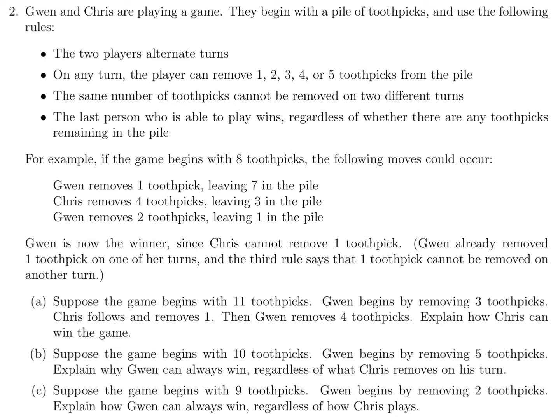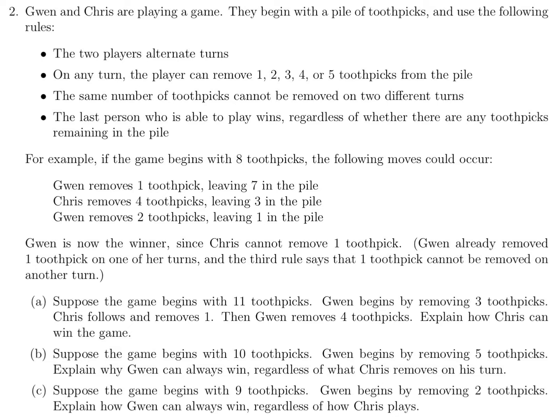For example, if the game begins with 8 toothpicks, the following moves could occur. Gwen removes 1 toothpick, leaving 7 in the pile. Chris removes 4, leaving 3 in the pile. Gwen removes 2, leaving 1 in the pile. Gwen is now the winner since Chris cannot remove 1 because Gwen already removed 1 on one of her previous turns. And the third rule says that 1 toothpick cannot be removed on another turn.